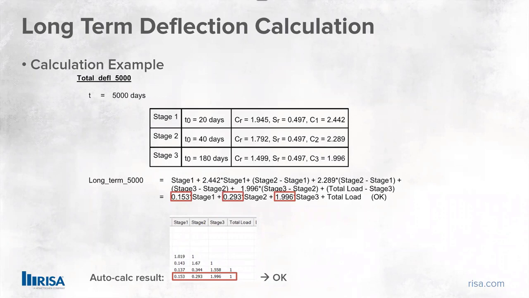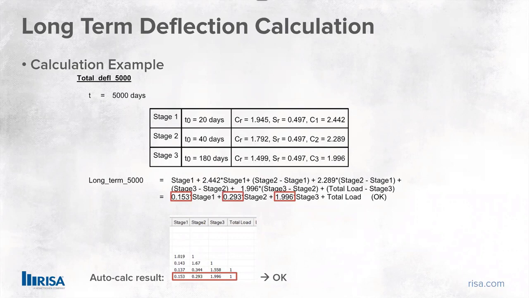And then when we come to stage 2, the immediate deflection due to sustained load will be equal to stage 2 minus stage 1. These represent the additional load that was applied at stage 2. So the stage 2 minus stage 1 will be my immediate deflection, plus, with a similar idea, 2.289, which will be my C2 factor, times the additional load that's been applied at this stage, stage 2 minus stage 1. Using the similar idea, I can do my stage 3 minus stage 2 times the C3 factor times this term, plus the total load minus stage 3.